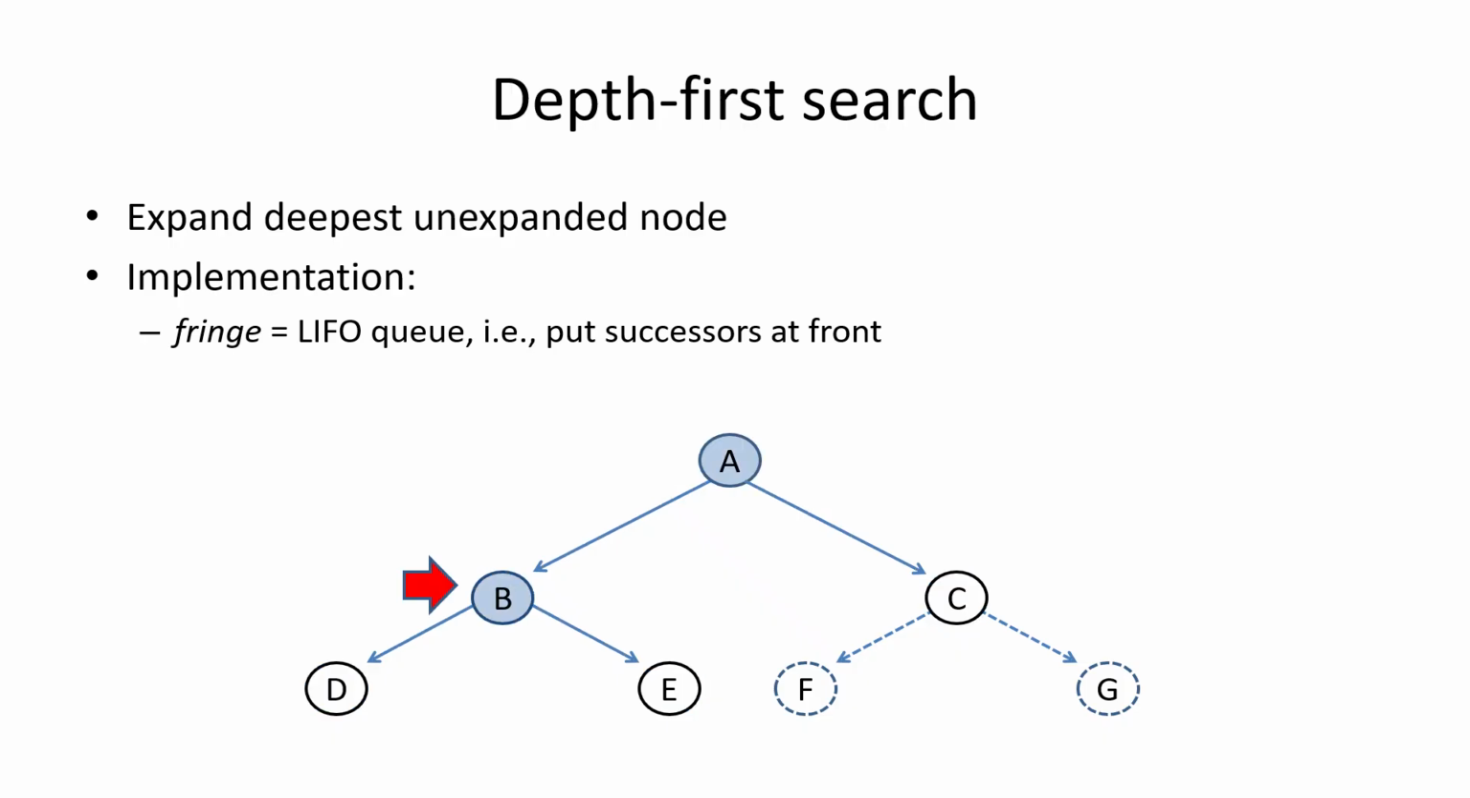When we expand B, we generate its children D and E. To maintain left to right order in DFS, we push E first and then D onto the stack. This ensures that D, the leftmost child, remains on top of the stack and is expanded next.